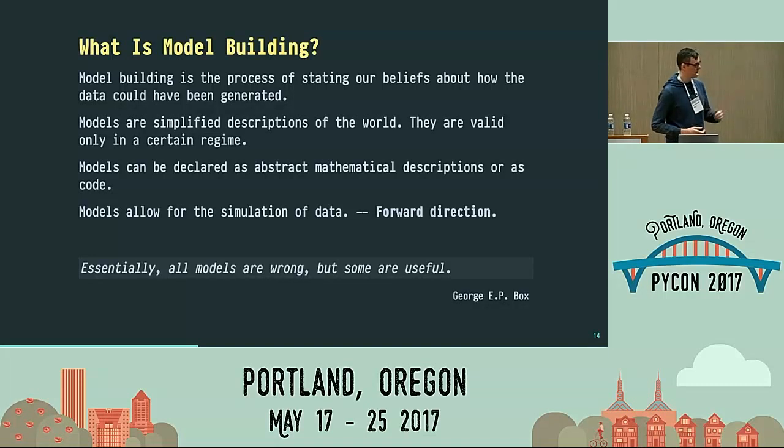I also included here this quote from George Box, a very famous statistician and mathematician, who said, essentially, all models are wrong, but some are useful. That means you make very simple assumptions about the world, but even with these simple assumptions, you can come to useful answers.